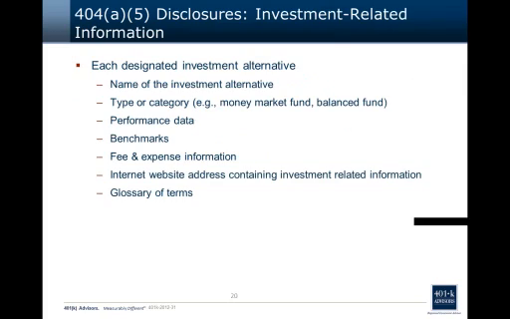With respect to the investment-related information that needs to be provided, for each designated investment alternative, you've got to provide the name of the investment, what type of category or fund it is, performance data for 1, 5, and 10 years versus a benchmark over the same periods, and fee and expense information, so what's the expense ratio of the fund and what does that equate to per $1,000 invested. And then you've also got to provide an internet website address that would contain information related to that specific option. And finally, a glossary of the terms.